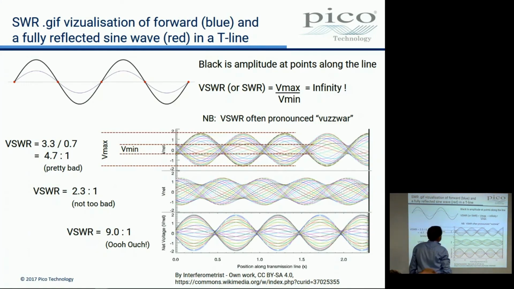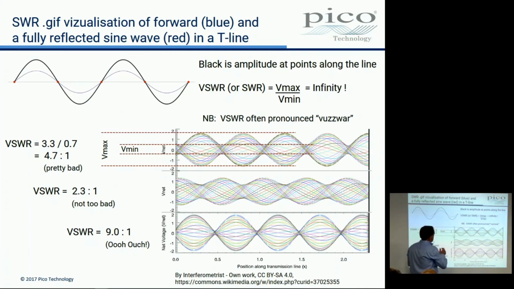And there is a defined measurement here: the voltage standing wave ratio, or the standing wave ratio, Vmax over Vmin. So in this particular case of total reflection going on in the line, VSWR, Vmax is large, Vmin is naught, so infinity. Standing wave ratio is one of the measurements that our network analyzer is going to be able to provide for us.